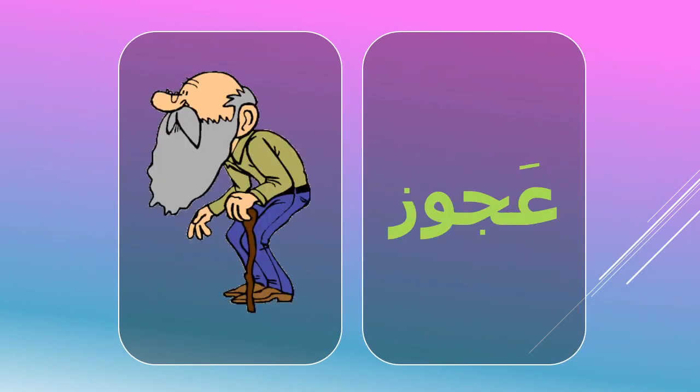Ajuz. Ajuz. That means old. He's really old. Look how old he is. Doesn't he seem really old? Ajuz. Say it with me one more time. Ajuz. Very good.